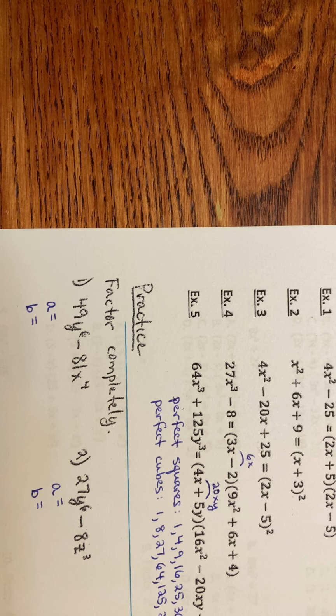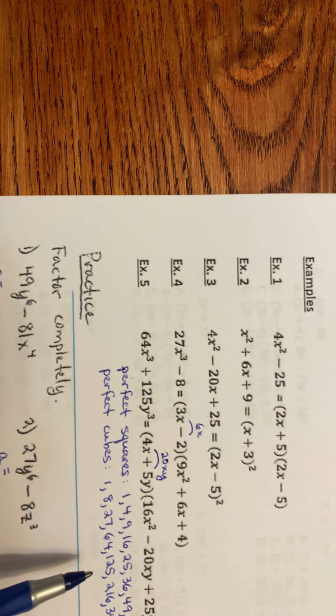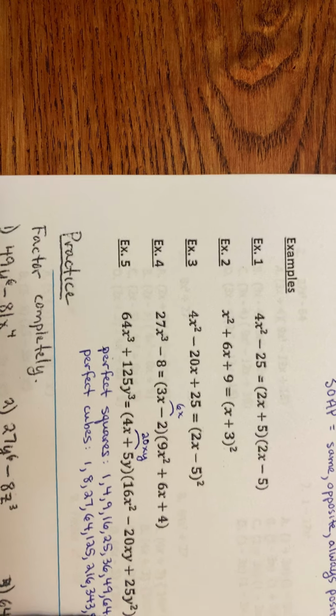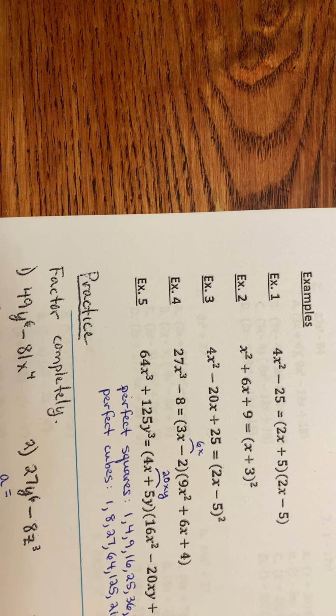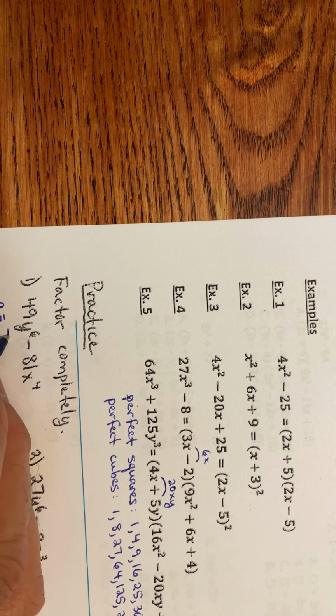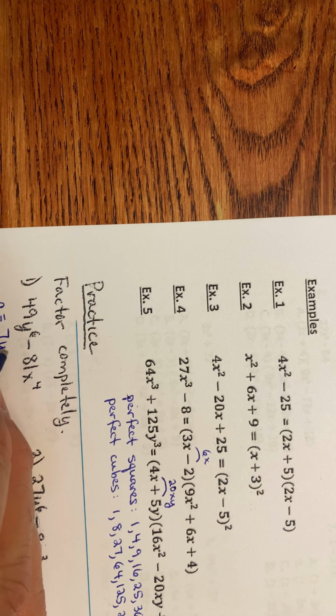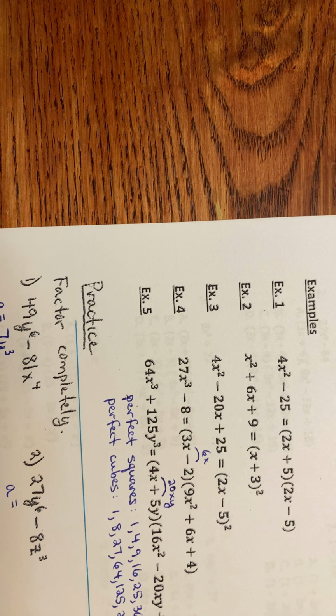These are the notes. All right, so I see a minus, so this could be a difference of cubes or a difference of squares. And I see 49 and 81 on my list of perfect squares. This is a difference of squares. So I'm going to take the square root of these two terms. So a is going to be 7y to the third by taking the square root.